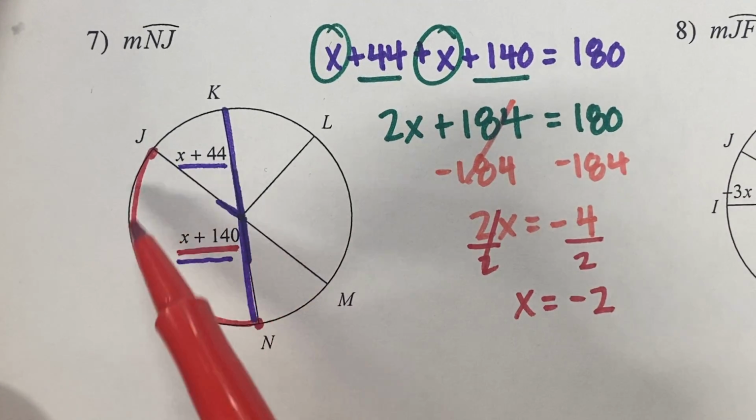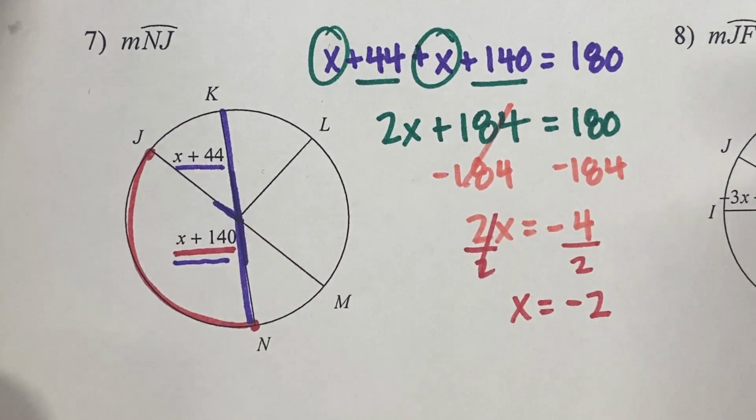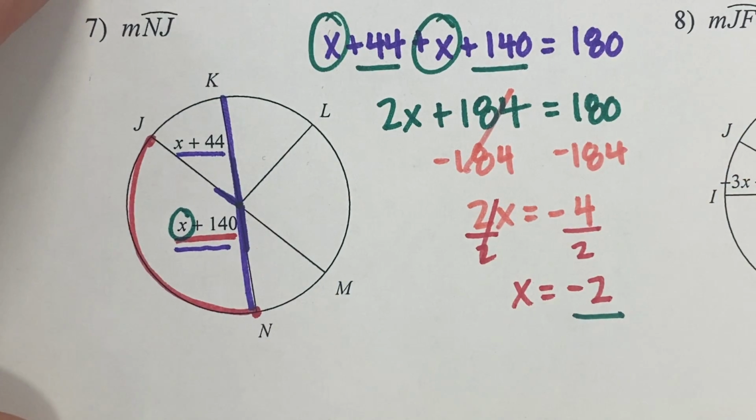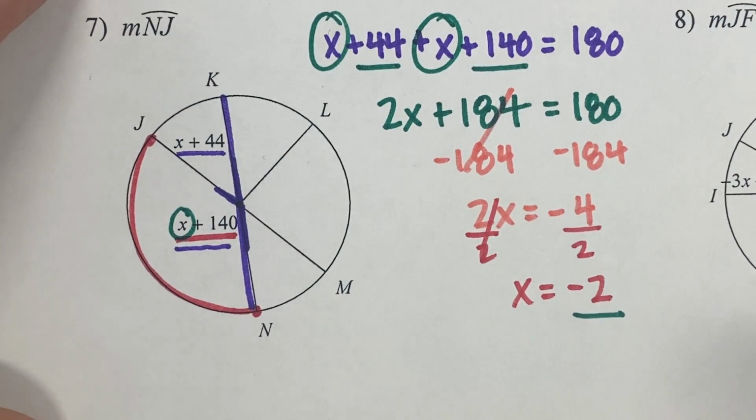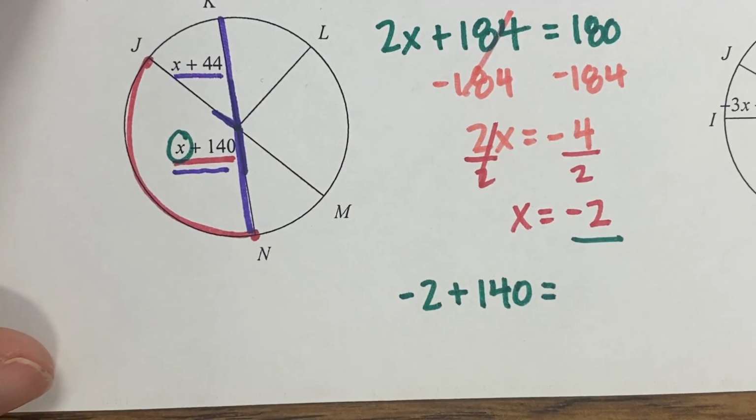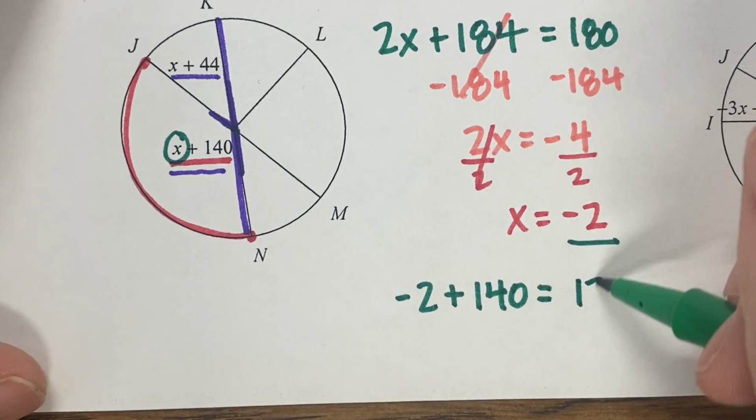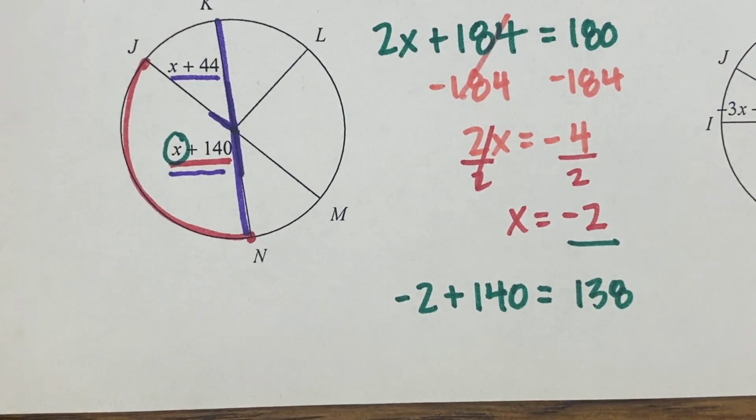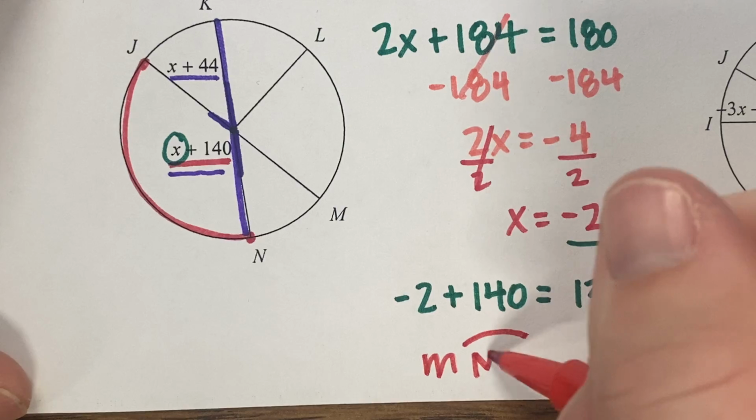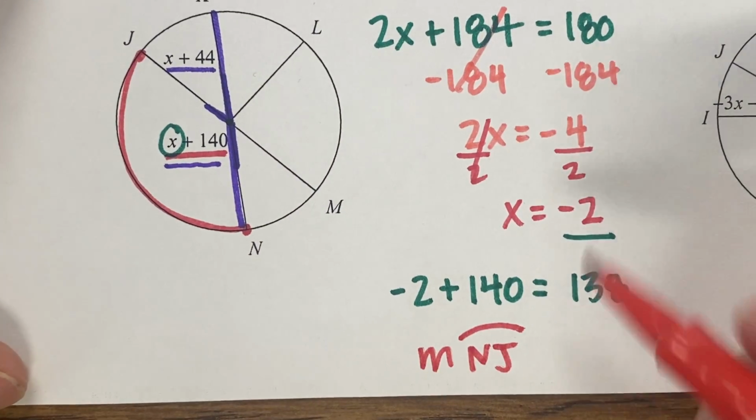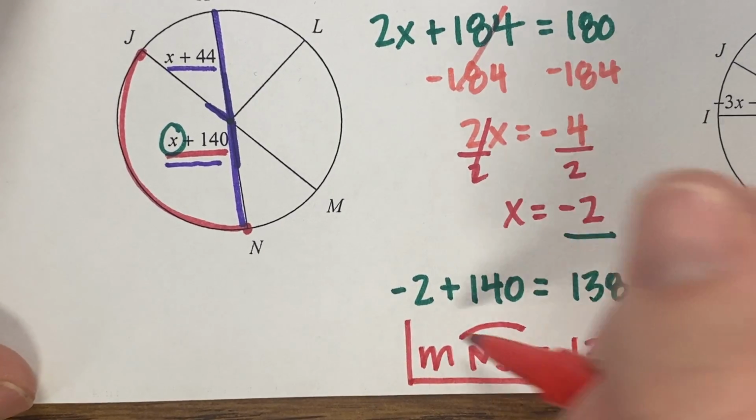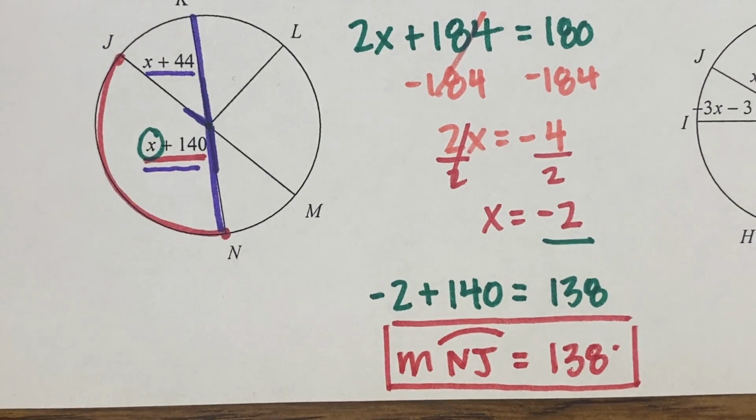Okay, well again, the measure of the arc is the same thing as the measure of its angle. So we're just going to take this negative 2 that we found for our x and plug it into our x, which is in that central arc. So now I have negative 2 plus 140 equals what? 140 minus 2, 138. Okay, so our end goal, the measure of arc NJ, which correlates with the measure of its central angle, is equal to 138 degrees. Beautiful.